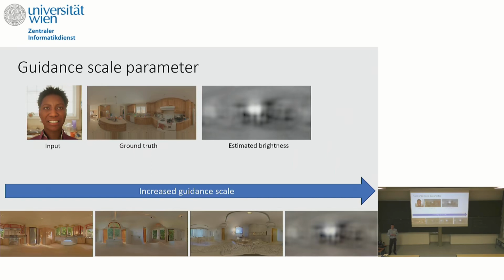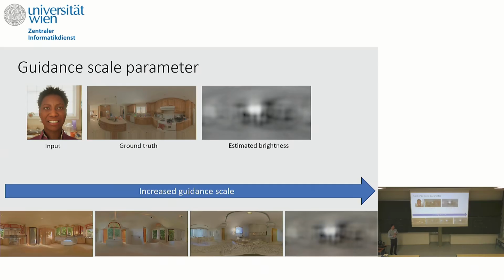And this parameter controls how much the control map, how much our brightness image influences the generation. So if this guidance scale is higher, then we get an image closer to our brightness estimate. And if it's lower, then we get a more generated image. And as you can see, if we have it at 0, then the generation is very nice, but the directionality of the light might not fit the ground truth very well.